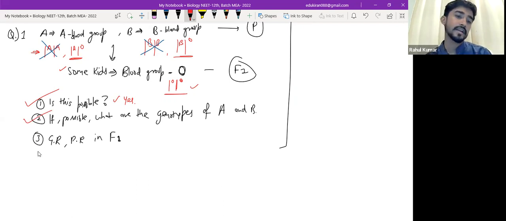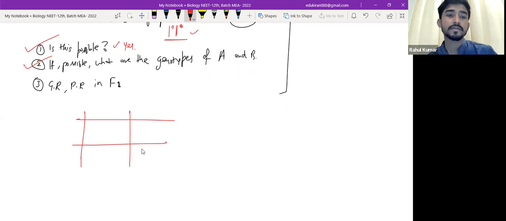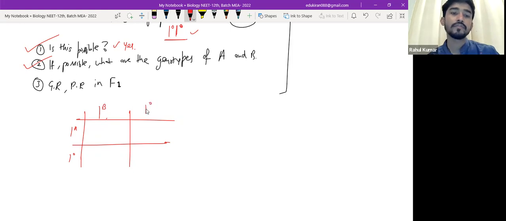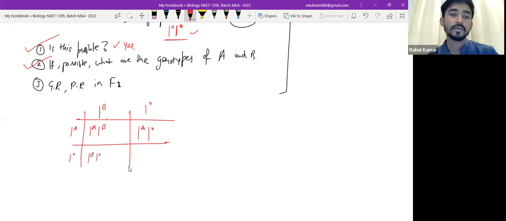Let's come to the third part, GR and PR in F1. Now again, what do we do to solve GR and PR? We make a Punnett square. Now, what are the possible gametes that parent A can form? Either IA or IO. Yes? Parent B can make either IB or IO, right? What could be the 4 kids? This will be IA IB, IA IO, IB IO, and IO IO.